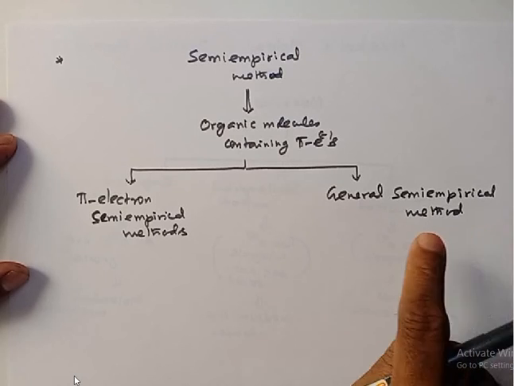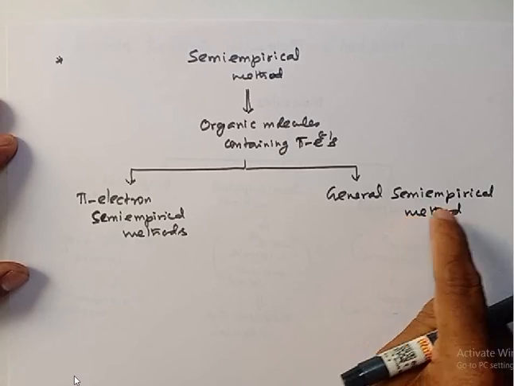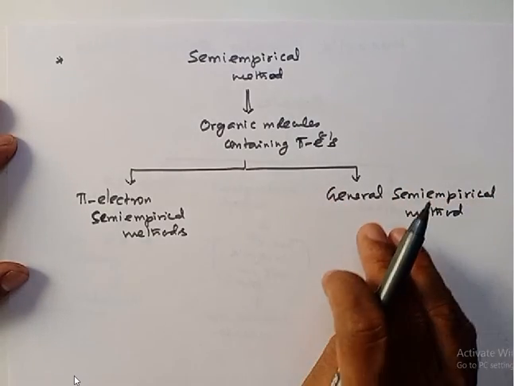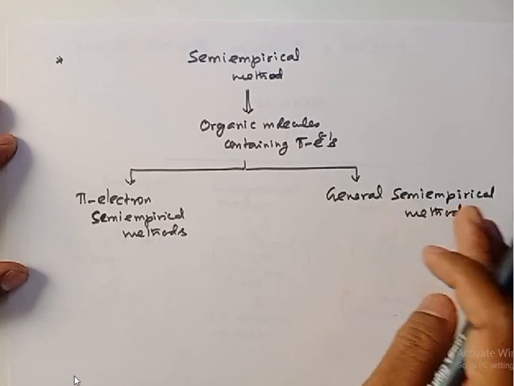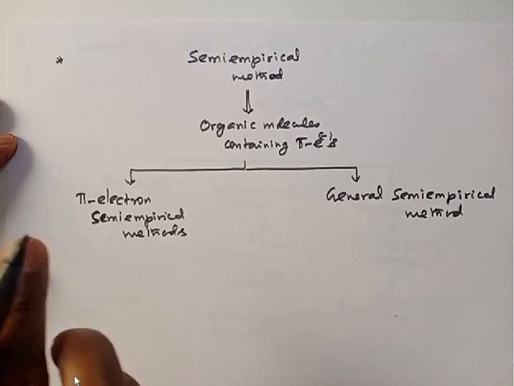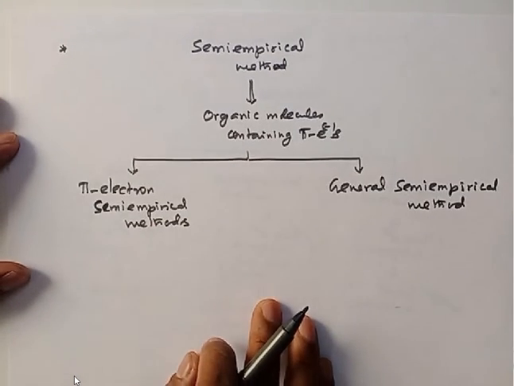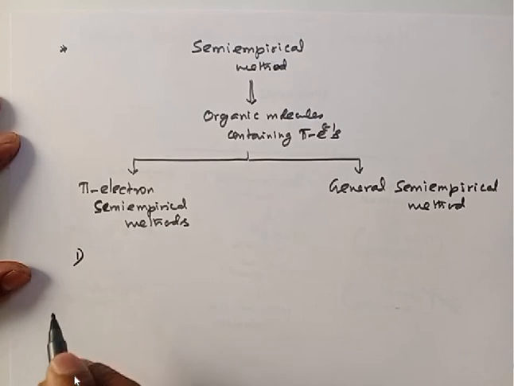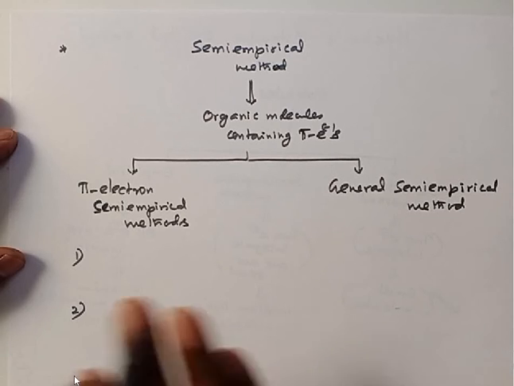In general semi-empirical method, sigma electrons, pi electrons, all the electrons are taken up, and calculations were done using that. In general semi-empirical method, all the electrons are considered, whereas in pi electron semi-empirical method, only pi electrons are treated in the molecule. For pi electron semi-empirical methods, these two methods are considered very famous.